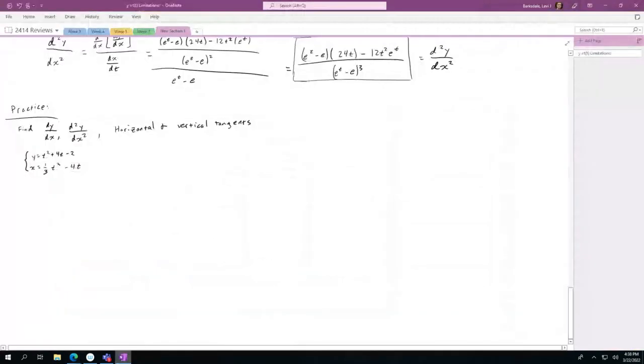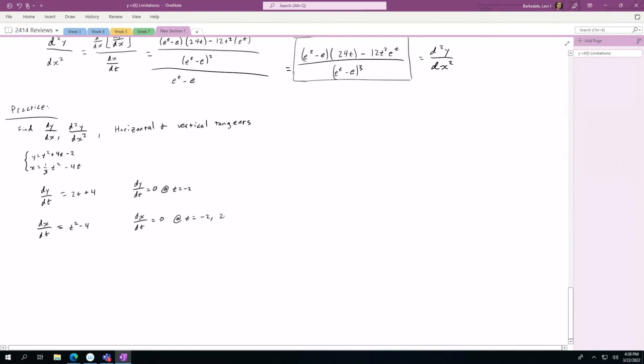All right, let's go over this. In order to find dy/dx, I'm going to need to find dy/dt, which is 2t + 4, and also dx/dt, which is t squared - 4. Now I can go ahead and use this to find my horizontal and vertical tangents, because I can tell that dy/dt is going to be equal to 0 when t = -2, and also dx/dt is going to be equal to 0 when t = -2 and also t = 2.